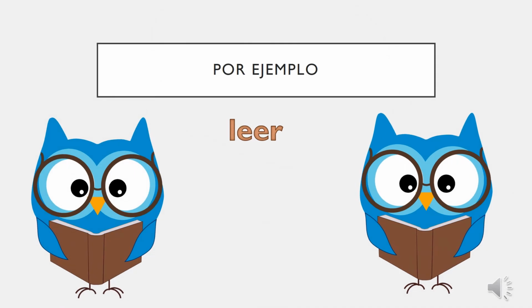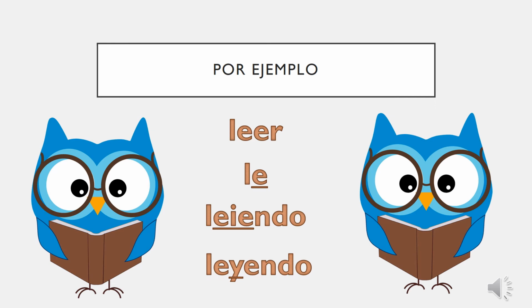Let's take a look at the verb leer, which is also going to follow this rule. So the first thing I do is take off the -ER, and that leaves me with the vowel E. The second thing I do is add -iendo, and you can see that I have three vowels, E, I, E. So we have to change the I to a Y, and my gerund form becomes leyendo.